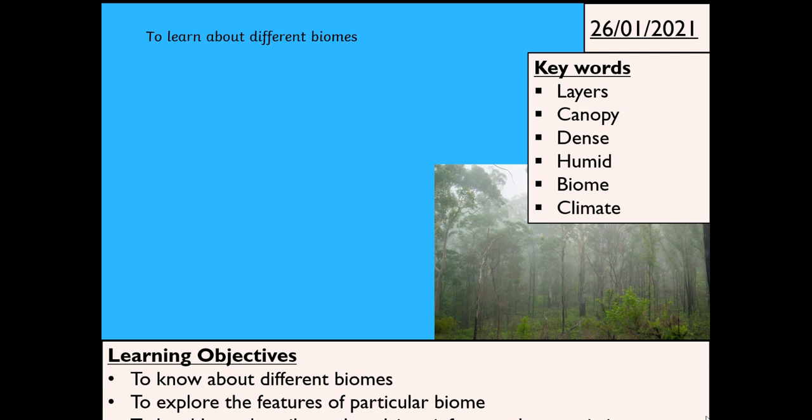So today we are going to find out about different biomes, and then we're going to concentrate and focus on one particular biome, which will be the rainforest. And here are some of the key words that we'll be looking at today. Climate, biome, humid, dense, canopy, and layers. So listen out for those keywords during this session.